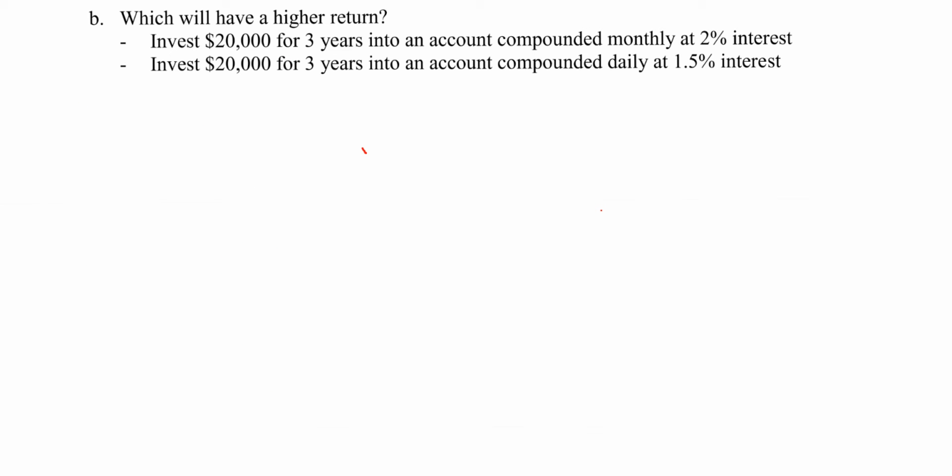Okay, so now we're going to compare a $20,000 investment for 3 years to an account that's compounded monthly, which, if it's monthly, is 12 times a year, or daily, which would be 365 days per year. So when we do our calculations for the first one, we'll have our 20,000 times 1 plus, again, our rate, which is 2% for the first one, so 0.02, and it's compounded monthly, so it'll be over 12. And then our exponent will be 12, which is our number of times compounded, times the number of years, which is 3.